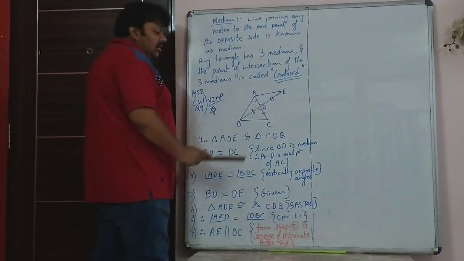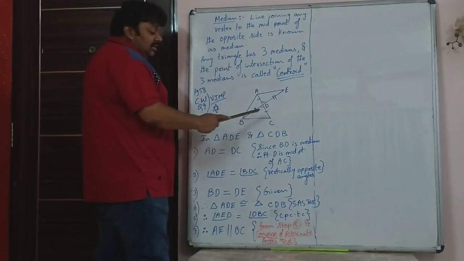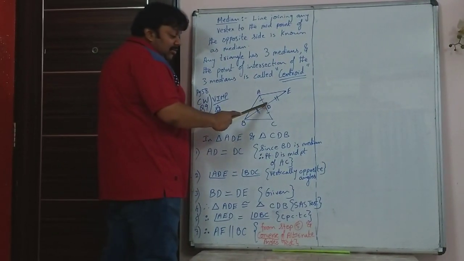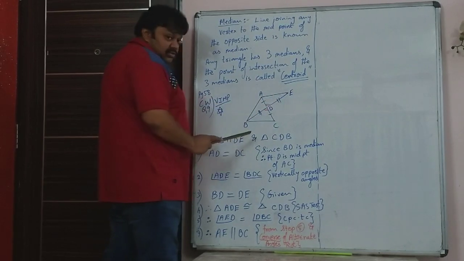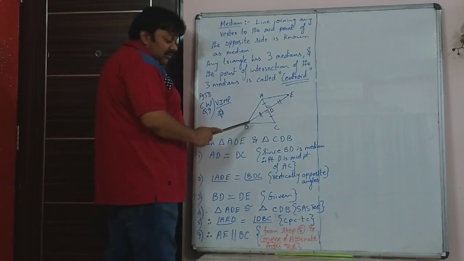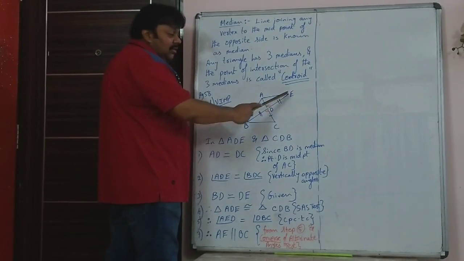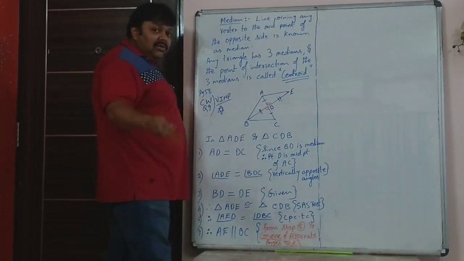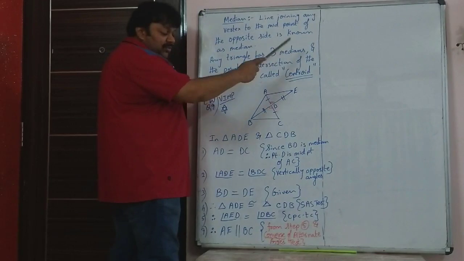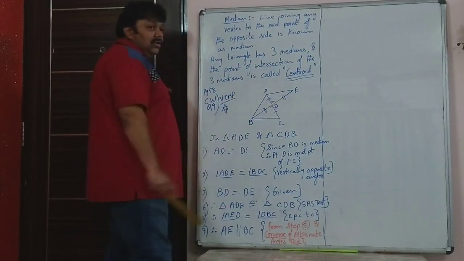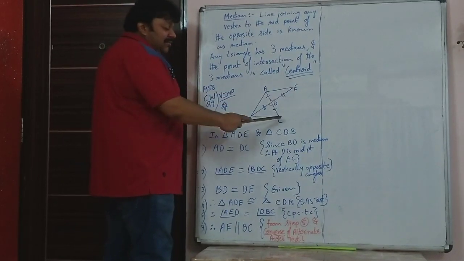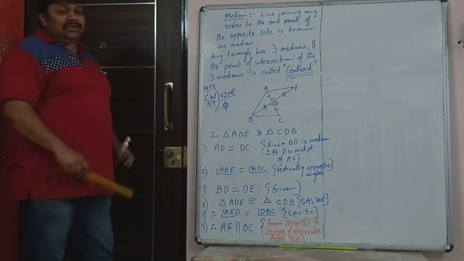Now here it is given that from the vertex B, median BD is produced in such a way that BD is equal to DE. Median BD is produced such that BD is equal to DE. Then you are asked to prove that AE is parallel to BC.